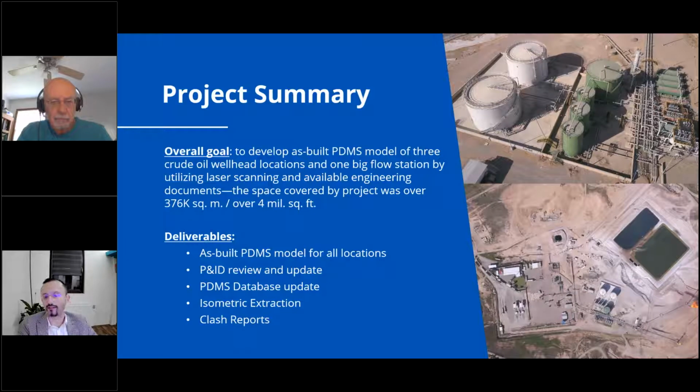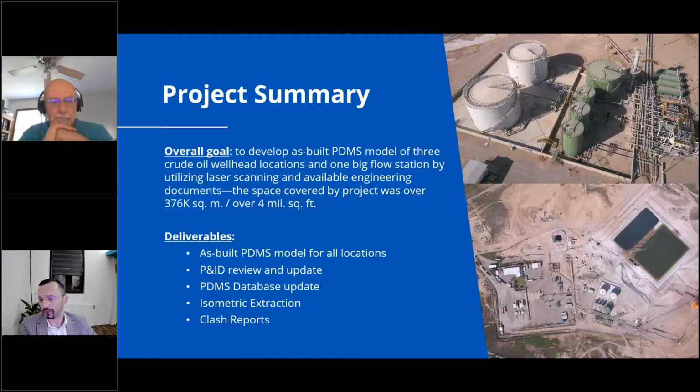The project itself is related to an as-built 3D model for 3 wellheads and 1 big flow station in Kurdistan, Iraq. Because we are living in a world of internet and digitization, everybody is using this technology to achieve the goals of the project faster. We used 3D laser scanning in combination with available engineering documents. The covered space of this project was over 376,000 square meters, equivalent to 4 million square feet, which is quite big.